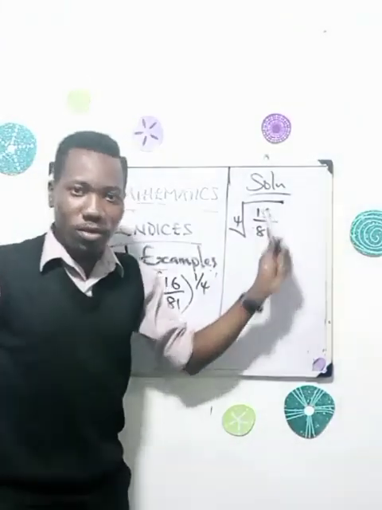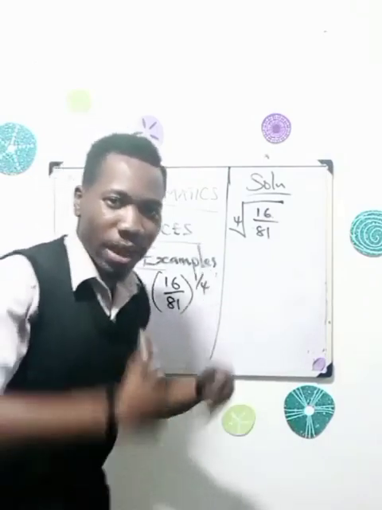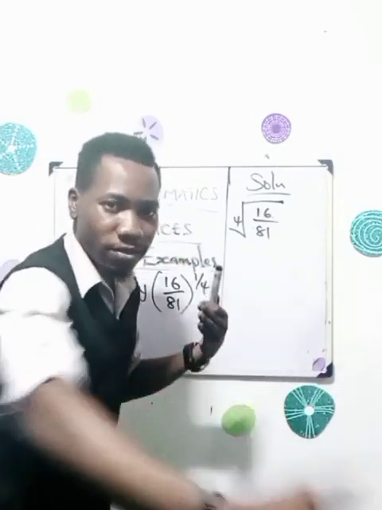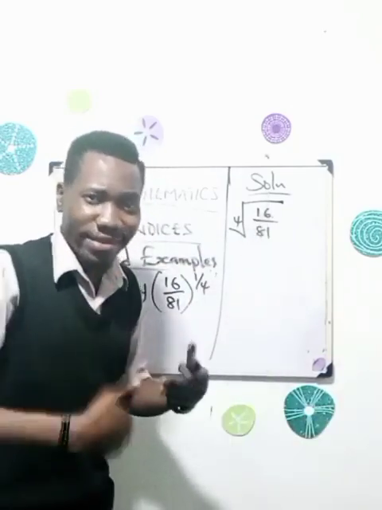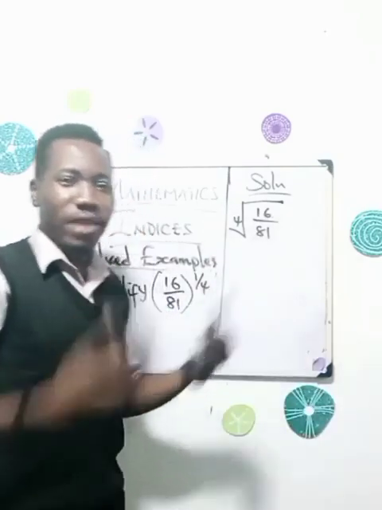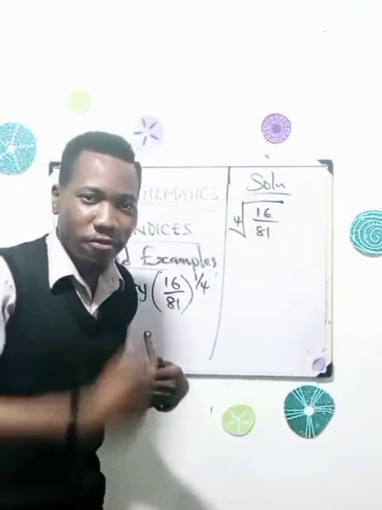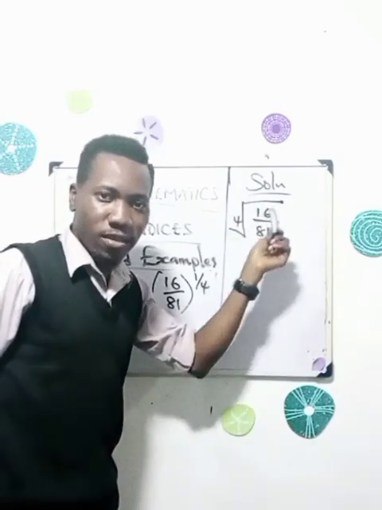The fourth root of 16. What's the fourth root of 16? Fourth root of 16 means, what is that number that will multiply itself in 4 places? Is it 2 times 2 times 2 times 2 that will give me 16? Or is it 3 times 3 times 3 times 3? Is it 4 times 4 times 4 times 4? That's fourth root, okay? Now multiply itself in 4 places that will give you 16. The same thing, because this root affects both 16 and 81.